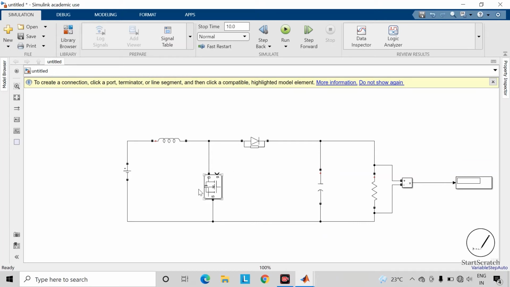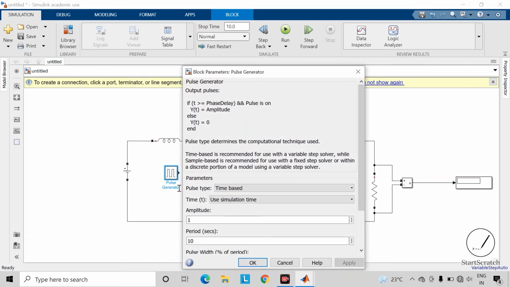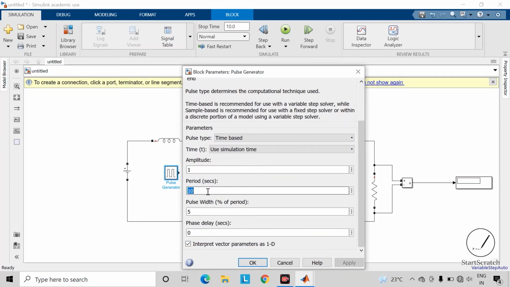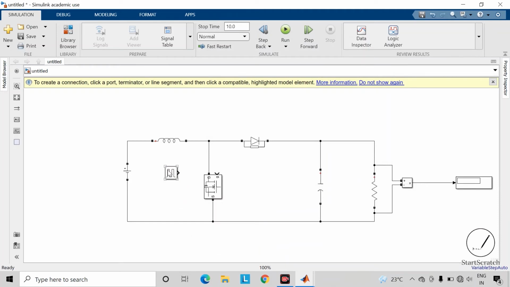Now for this MOSFET we need to apply a pulse generator. We need to apply the pulse to this gate terminal. So take a pulse generator block. Open this block. In case of this period, we can write this as 1 divided by switching frequency. Let us consider the switching frequency as 5000 Hz. We will consider the pulse width as 70%, which denotes that for 70% of the period our switch is on. Now connect this pulse generator block to this MOSFET.